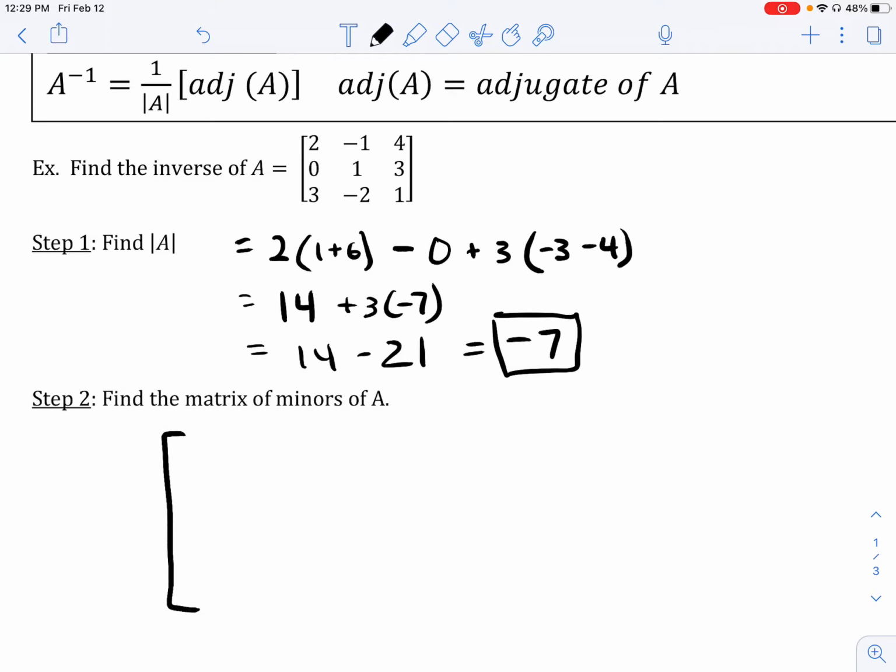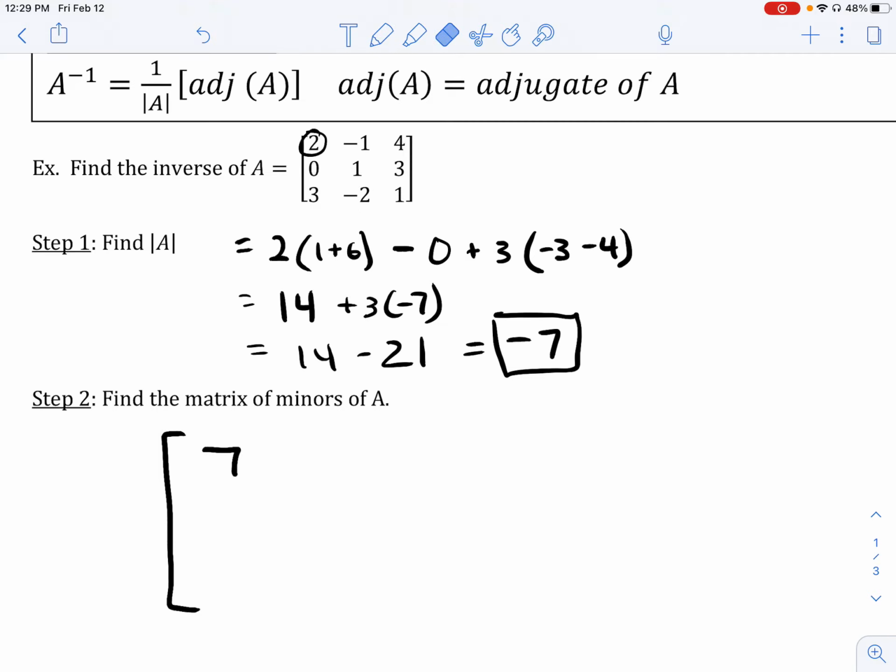So, in other words, what is the minor of 2? Well, we already found that. That's 1 minus negative 6. Excuse me, the minor itself, we don't have to multiply by the 2. We just do 1 minus negative 6, which was just 7. So the minor of 2 is 7.